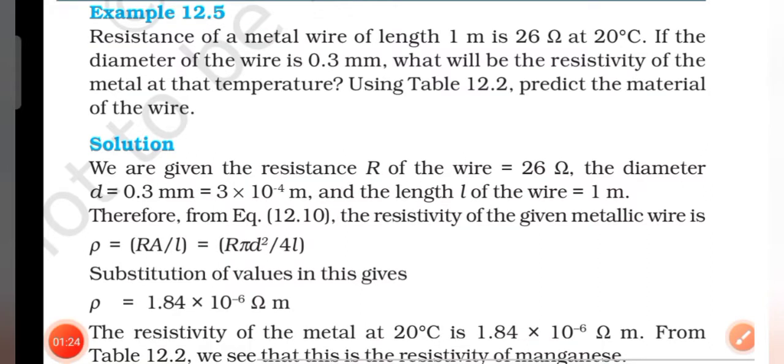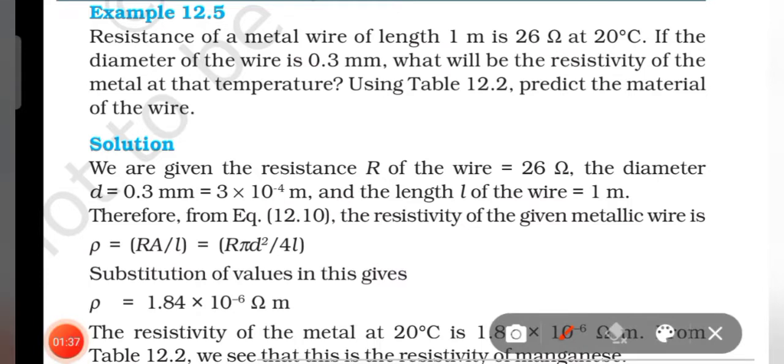So this is example 12.5. In here, the resistance of a metal wire of length 1 meter is 26 ohm at 20 degrees Celsius. Here length is given, that is 1 meter, L, and resistance is 26 ohm at temperature 20 degrees Celsius.